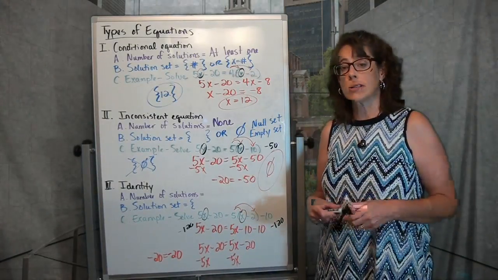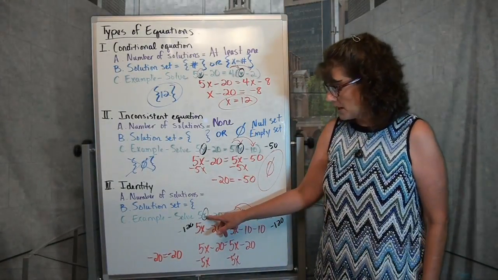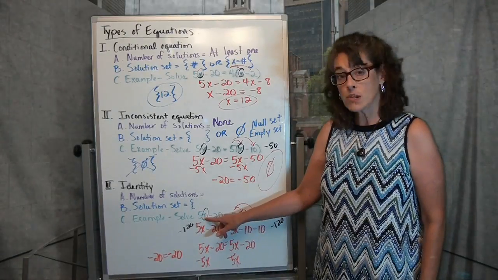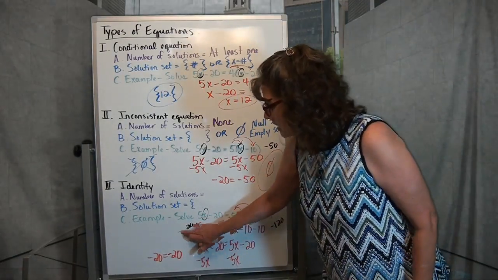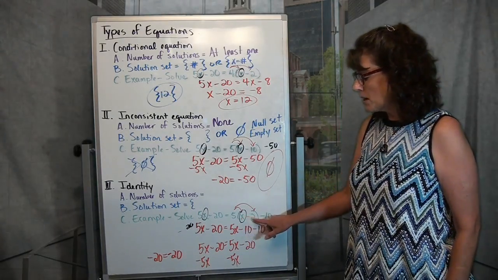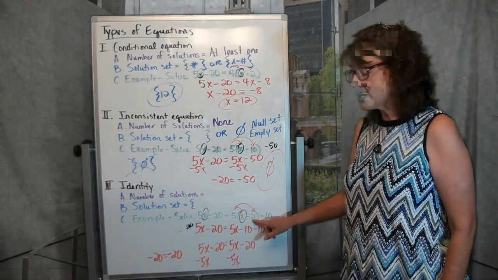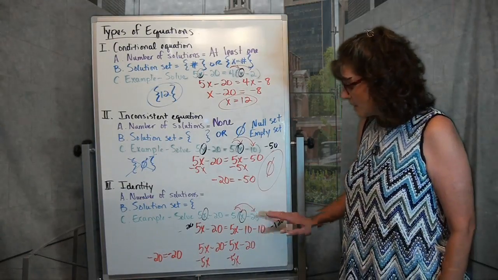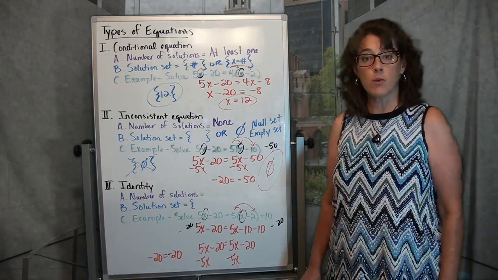But you know what? Let's try some other numbers. What if I put a 0 in here? Well, 5 times 0 is 0. 0 minus 20 is negative 20. What if I put a 0 in here? 0 minus 2 is a negative 2. 5 times negative 2 is a negative 10. Negative 10 minus 10, oh, it's another negative 20.